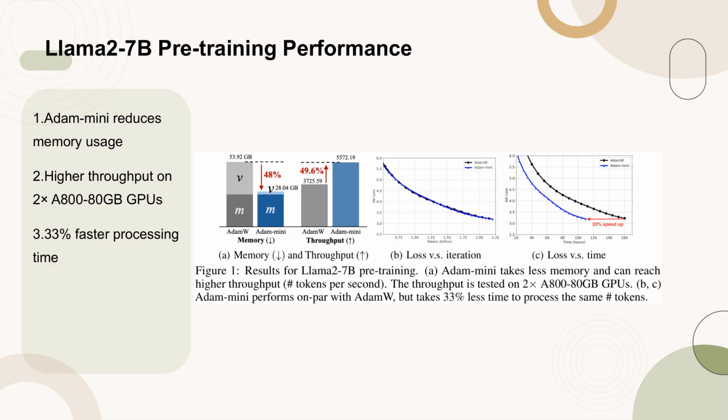Figure 1 presents the results of pre-training the Llama 2-7B model. Panel A demonstrates that AdamW significantly reduces memory usage compared to AdamW and achieves higher throughput, measured in tokens per second, when tested on two A800-80GB GPUs. Panels B and C show that AdamW performs comparably to AdamW in terms of loss versus iteration and time, respectively, but processes the same number of tokens 33% faster.